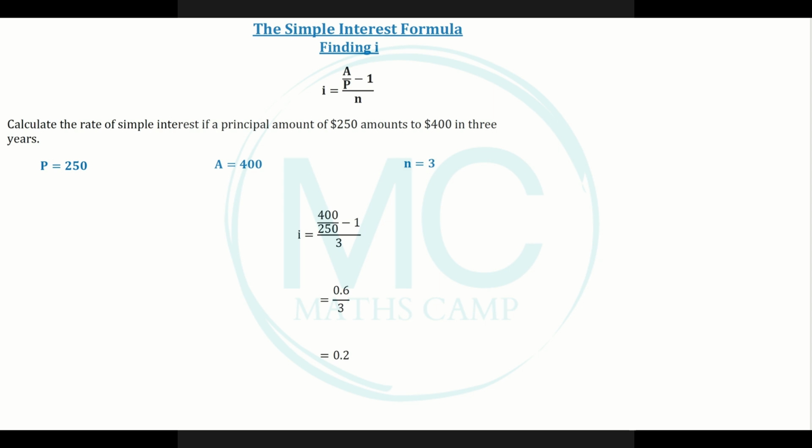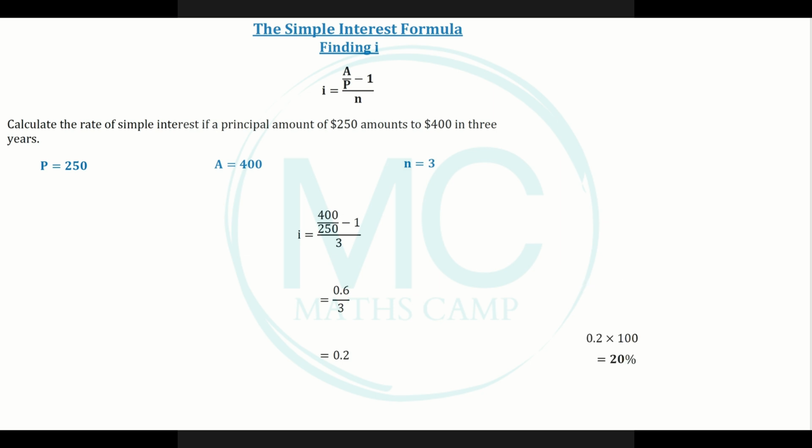But we don't want a value for I. We want the rate of interest. So to find this rate, we have to multiply I by 100. And we can say 0.2 multiplied by 100, and we get an answer of 20%. This is our rate of interest.